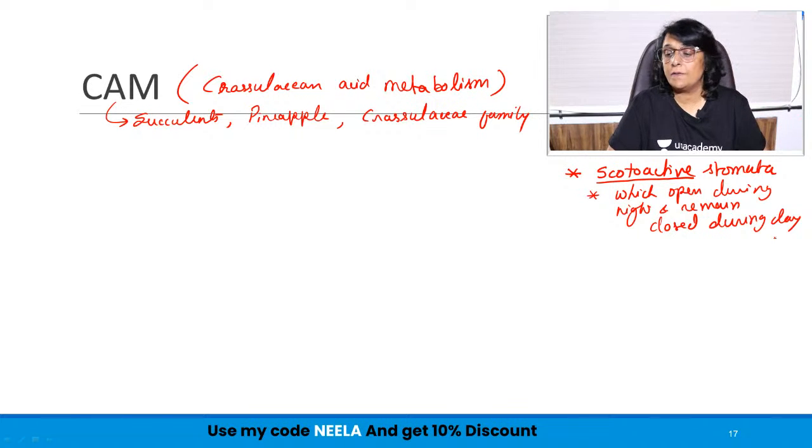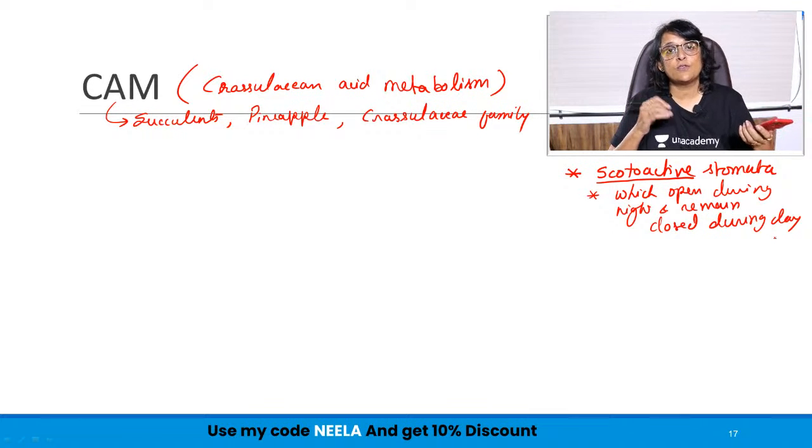If you were not aware of this, now you know what is meant by scotoactive stomata. Reshma knew it, opening during night. So scotoactive stomata are the ones which open during night. Normally, plants have stomata which are photoactive. They open during day and remain closed during night.